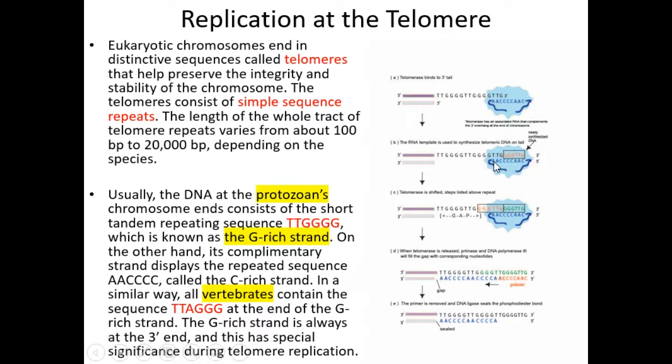you have DNA polymerase alpha, which will be able to synthesize this gap here. And later on, the telomerase will be released and this extra strand will be chopped off. So that's in the telomere.